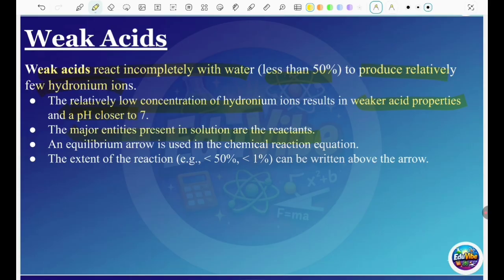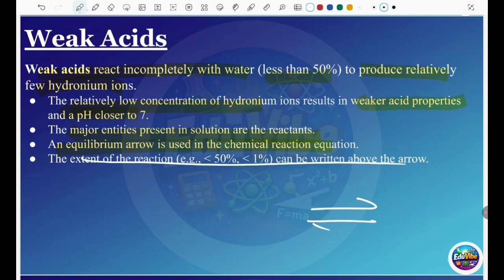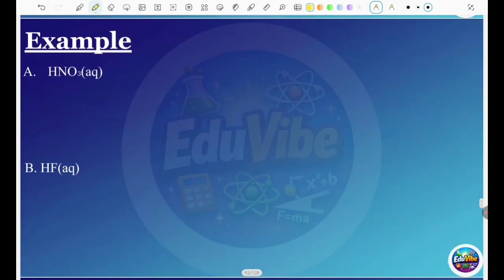The major entities present in this are the reactants. So we have to write the reactants as a species list. We have to use the equilibrium arrow. You can use signs like less than 50% or greater than 1% written above the arrow, but this is optional. This is the weak acid after the top sets in the acids table. So we have examples.